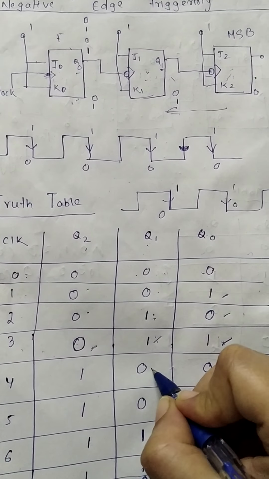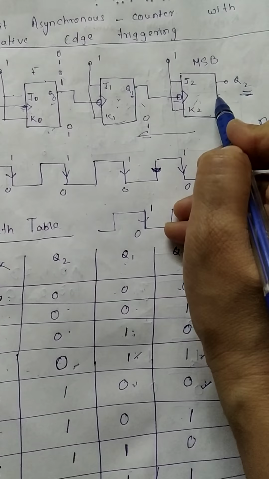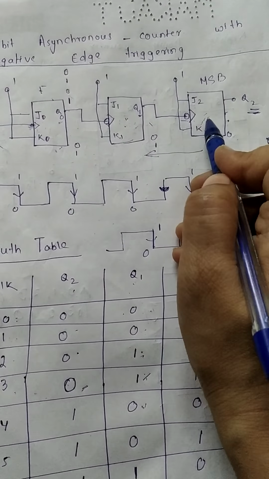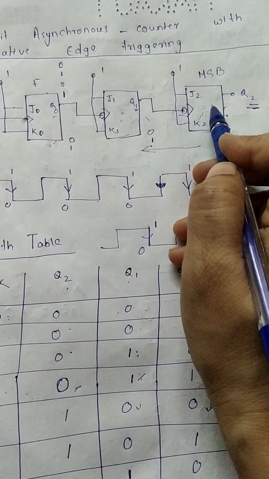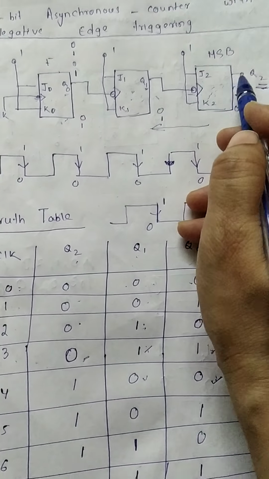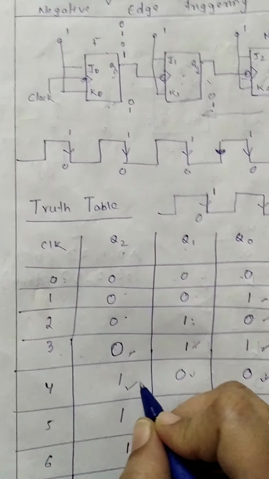When this will come to 0, that means the Q1 will come to 0. Definitely it is going to toggle the second one. So what was the value of the last one? The last one value was already 0. So now it will become 1. So I have got here 1.